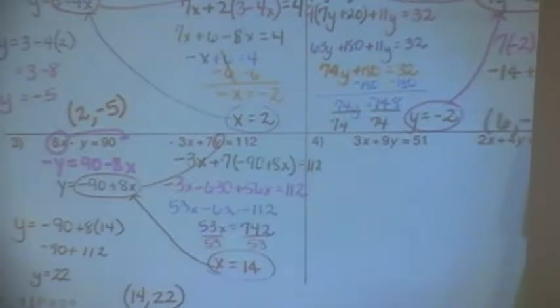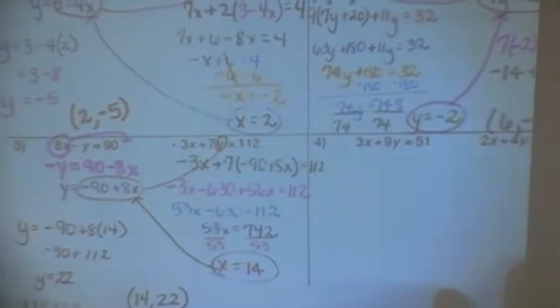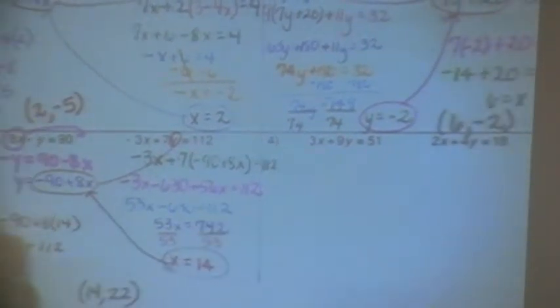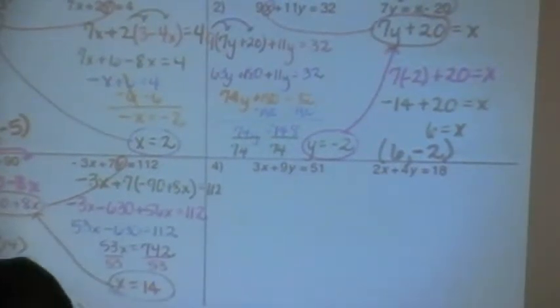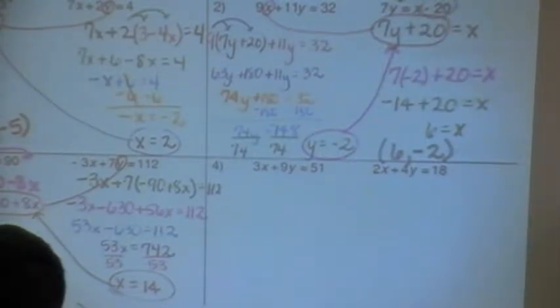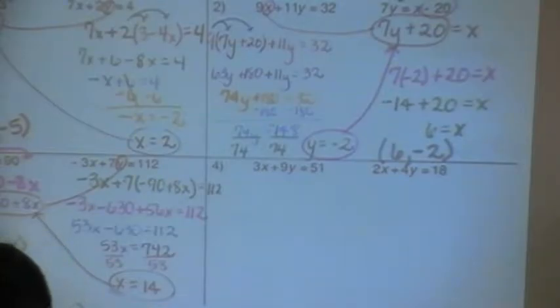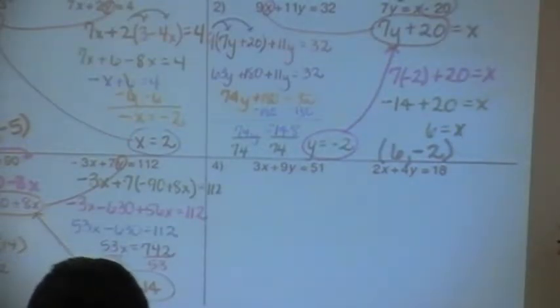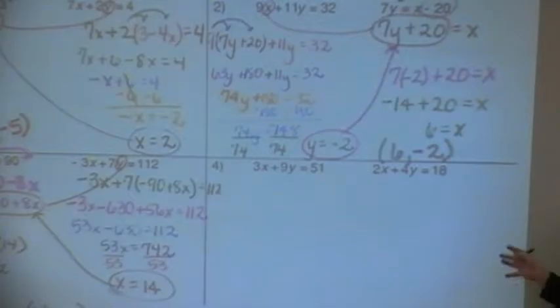Now 14 and 22. Alright, so number 4 is just slightly different because it's not quite as straightforward, which thing we're going to solve for. Like I said a minute ago, I want to try to avoid fractions. So I would either solve the first one for x, because 9 and 51 are both divisible by 3. Or I would solve the second one for x, because 4 and 18 are both divisible by 2. If you solve either one of them for y, you're going to end up with fractions. It'll work, but it's more trouble.